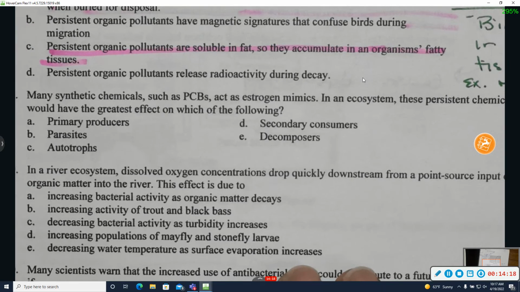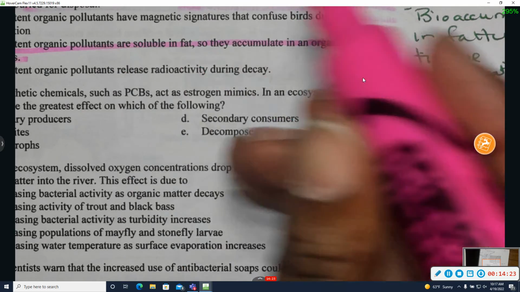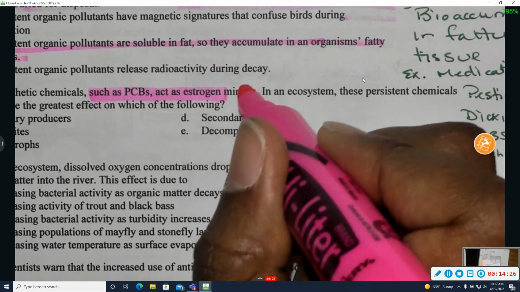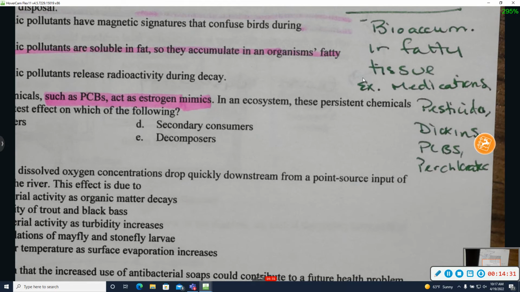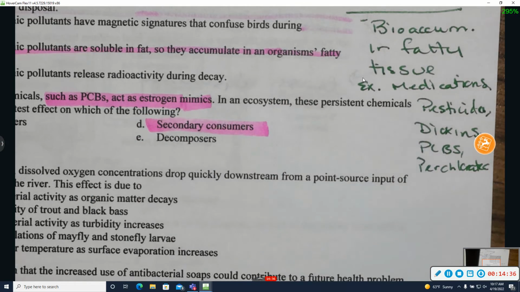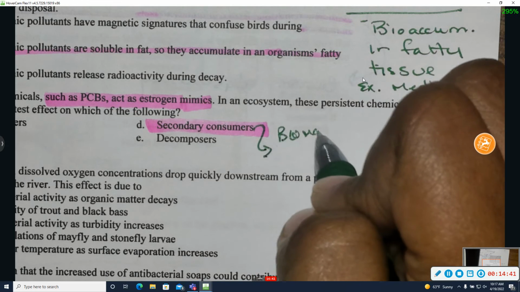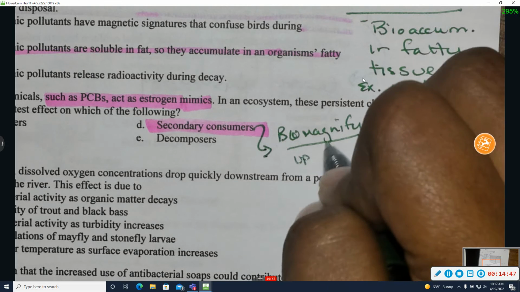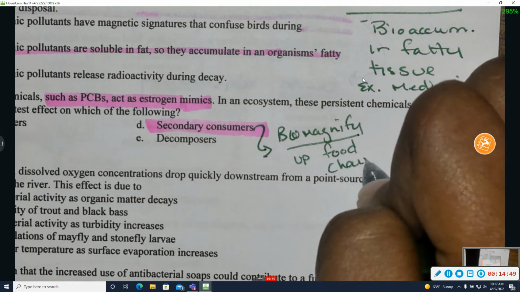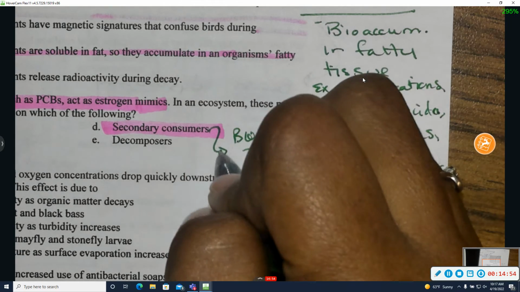So the next one asks, many synthetic chemicals such as PCBs act as estrogen mimics. In an ecosystem, these persistent chemicals would have the greatest effect on which of the following? That would be the secondary consumers. Remember, they biomagnify up the food chain. So that's why it is the secondary consumers that are going to get the majority of it.